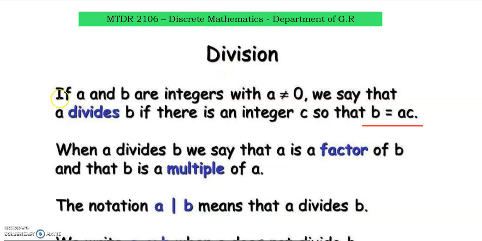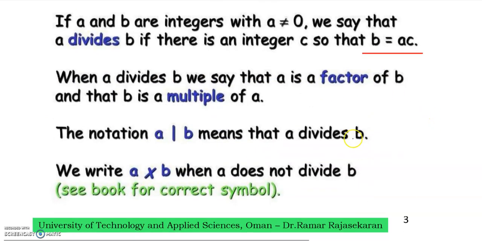What is division? If a and b are integers with a not equal to 0, we say that a divides b if there is an integer c, so that b is equal to ac. When the number a divides b, we say that a is a factor of b, and that b is a multiple of a. That is given here: b is equal to ac.